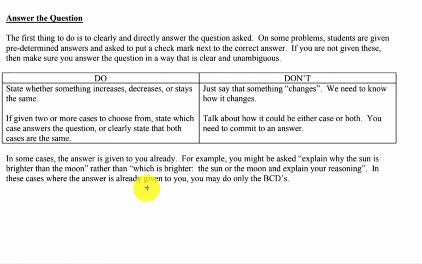So in some cases, the answer is given to you already. For example, you might be asked, explain why the sun is brighter than the moon, rather than which is brighter, the sun or the moon, and explain your reasoning. In these cases where the answer is already given to you, you just have to skip to the B, C, and D. Okay, so A, answer the question.